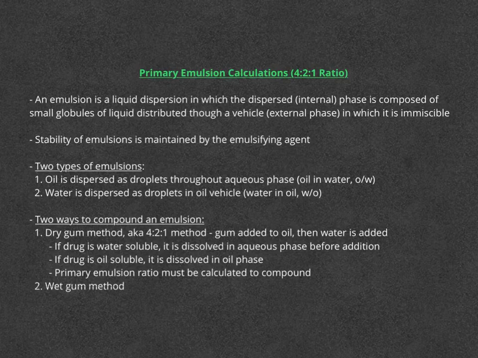A little bit more about the dry gum method. Again, this is the 4-to-2-to-1. This is where gum is added to oil, then water is added. If the drug is water soluble, it's dissolved in the aqueous phase before addition. If the drug is oil soluble, it gets dissolved in the oil phase. Whenever an emulsion is to be prepared by the dry method, the primary emulsion ratio must be calculated as the compounding initiates by the formation of the primary emulsion.